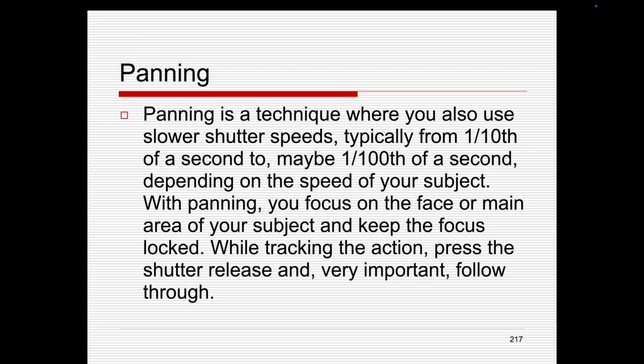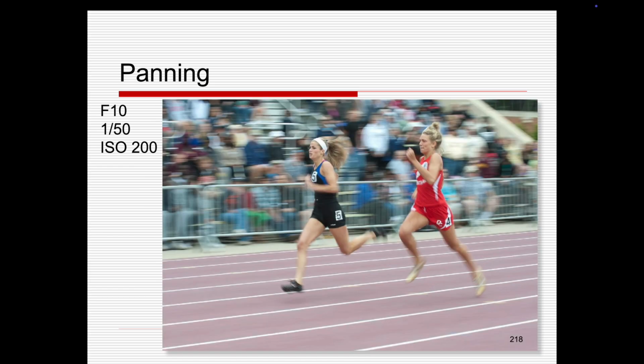Panning is a technique where you also use slower shutter speeds, typically from a 10th of a second to maybe a 100th of a second, depending on the speed of your subject. With panning, you'll focus on the face or the main area of your subject and keep the focus locked while you're tracking the action. And then press the shutter release, and very importantly, follow through. Even after you've made the picture, just follow through and keep that camera moving, like this one.